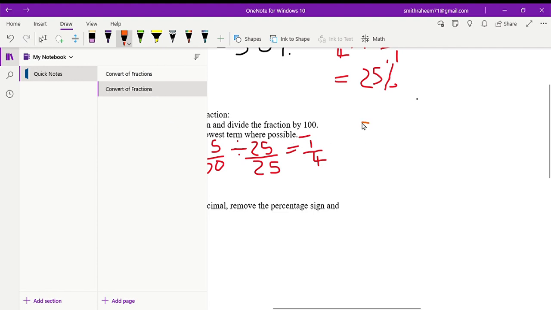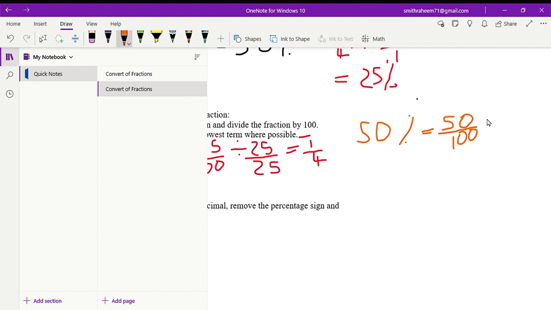Alright, so let's say we have 50%, and you want to convert this 50% to a fraction. So remember in the first example, what we did, we removed the percentage sign and we divided by 100. So we have 50. When we remove the percentage sign, we divide it by 100. And then we reduce it to its lowest term where possible.